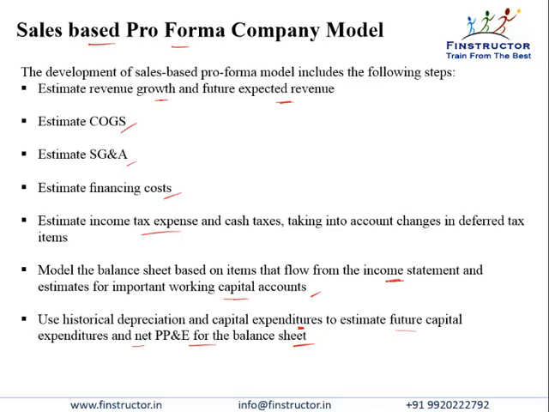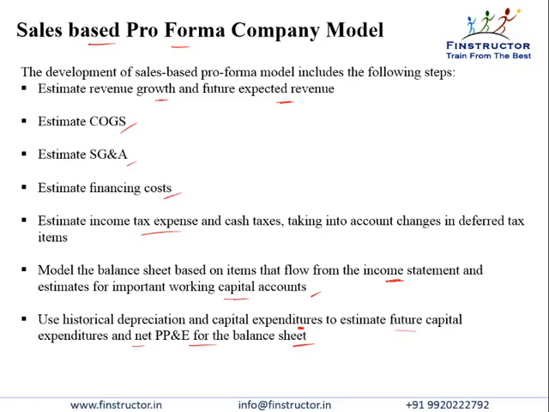Once you have the income statement and the balance sheet, you can use either the direct method or the indirect method to calculate the cash flow from operations, and similarly the cash flow from investing, the cash flow from financing, and the total cash flows. We studied in financial statement analysis at Level 1 how to create a pro forma company model. Please watch that video again if you want to have a detailed sense of how we can do this with the example of a company.